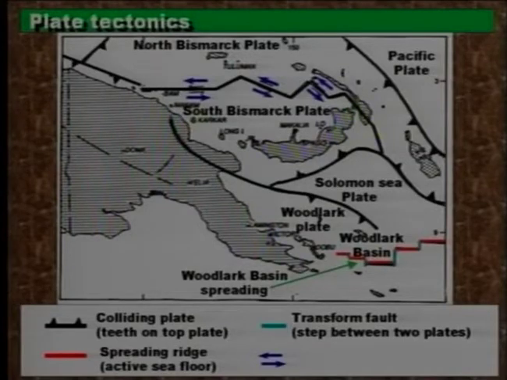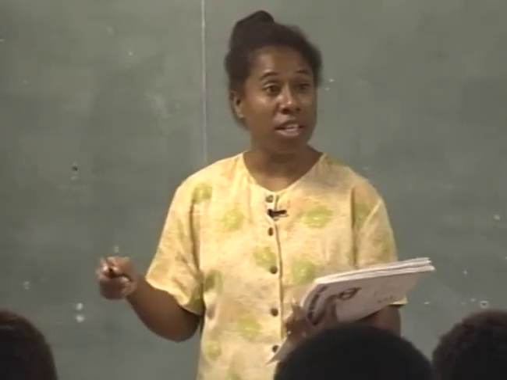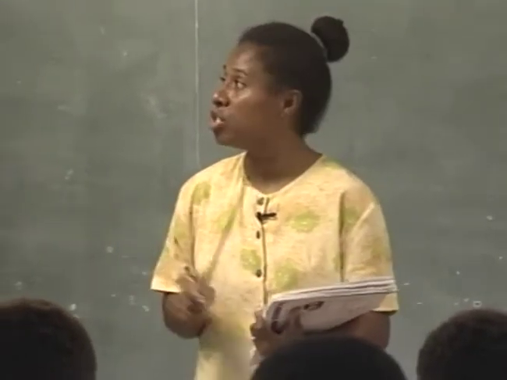The North Bismarck Plate slides past the South Bismarck Plate. Okay. Passing like, you know, to the north, south, east, or west. Give us the direction according to the information. North Bismarck Plate travels westward, and the South Bismarck Plate moves eastward.